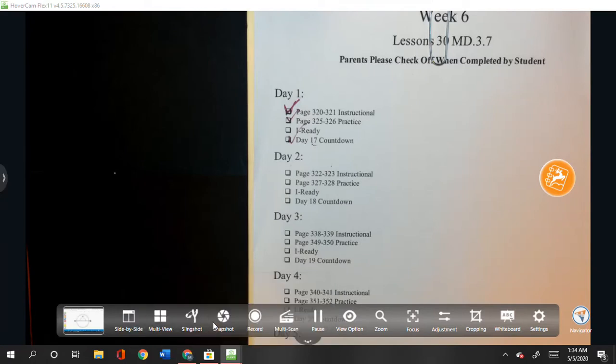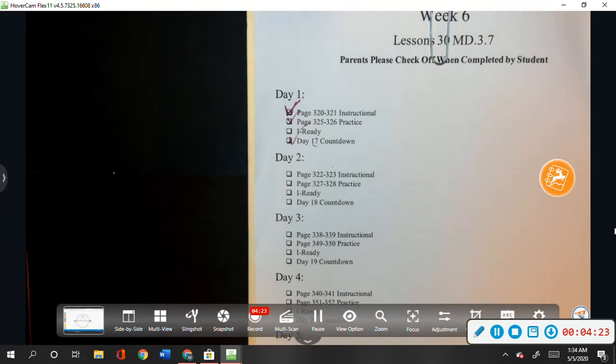Now let's put it to practice. Today we're going to be working on page 322 through 323 in the instructional book. Then we're going to move on and do page 327 through 328 in the practice. And then we have our day 18 countdown. We are that much closer, guys.